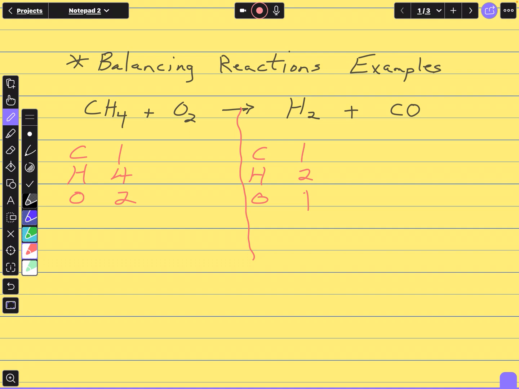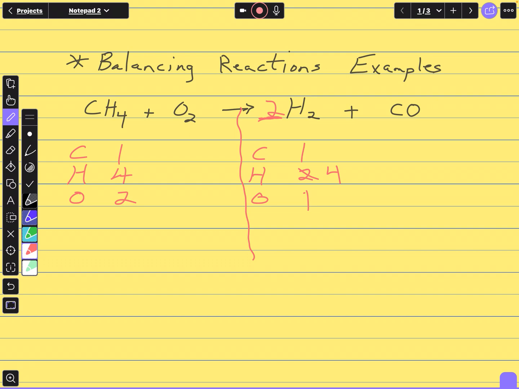I can start with my oxygens or I can start with my hydrogens. Let's just do the hydrogen first. To have 4 on the right side, I would need to add, remember, when I balance reactions, I can only add numbers in the front of these substances, and these are called coefficients. They tell me the number of molecules, so I can only change that number. Right now, without anything being there, it's understood that it's just a 1. So I need to put a 2 here. That makes me have 4 hydrogens. So my hydrogens are balanced, but my oxygens are not.